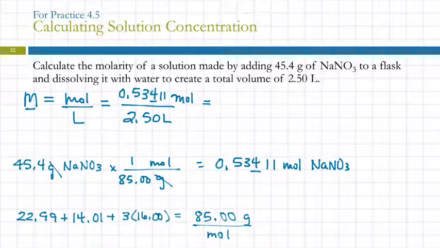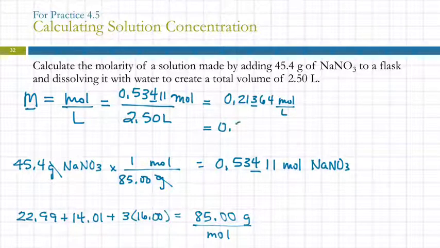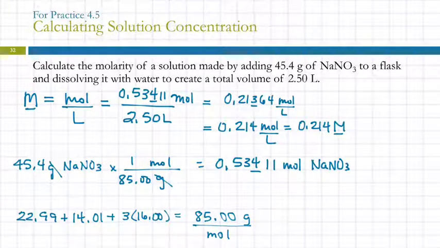So 0.53411 divided by 2.5. And this result should also have 3 significant figures. 0.21364 moles per liter. And so when we round that, we get 0.214. And you can write it as moles per liter. That's the same as 0.214 capital M. Either of those is fine.